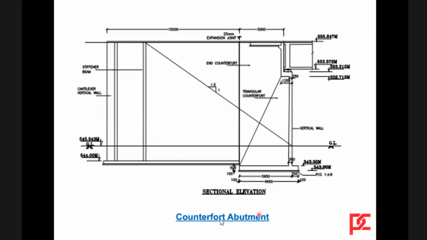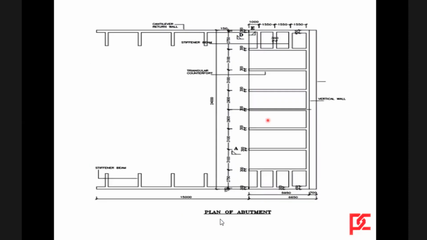And then this is a counterfort abutment where there is a vertical wall with a number of counterforts. See this, the plan of that counterfort is this. This is that wall, and these are a number of counterforts. And even the return wall also has got counterforts. When the abutment is very tall, you typically go for this kind of arrangement, where even return walls are also made with counterforts.